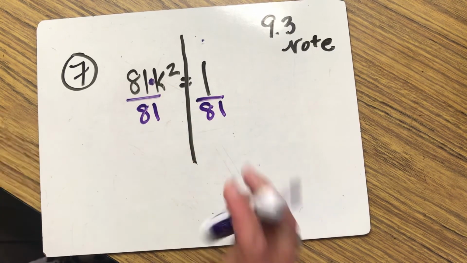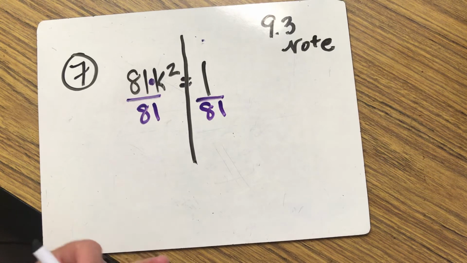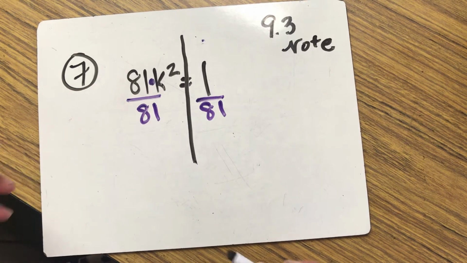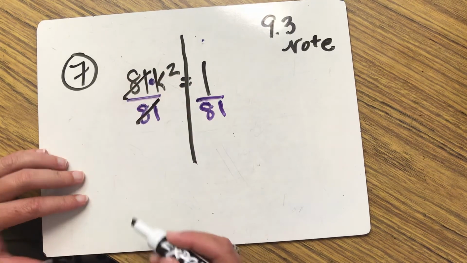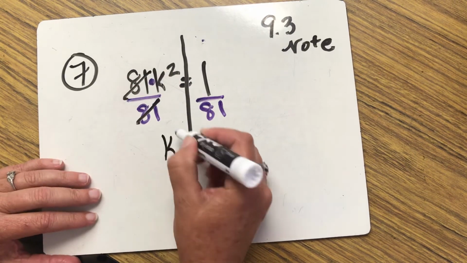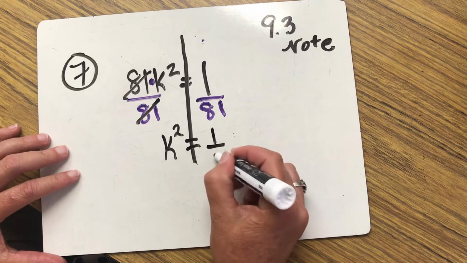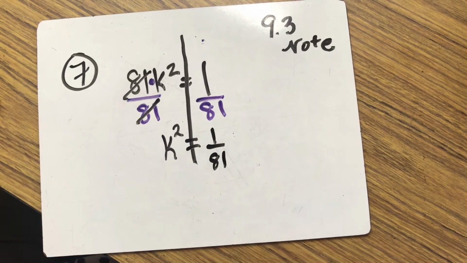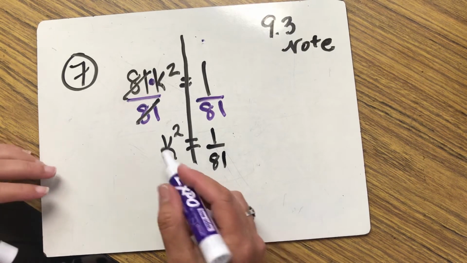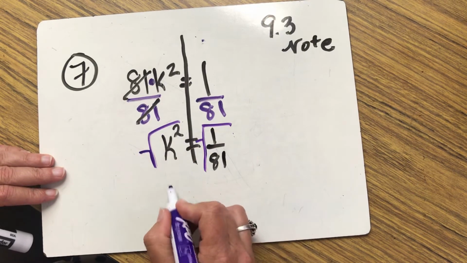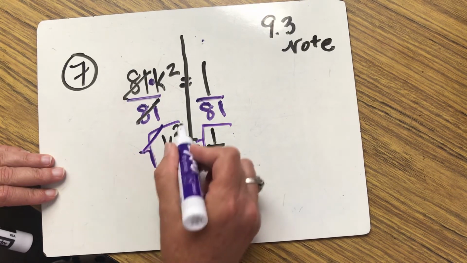And whatever we do to one side, we do to the other. 81 divided by 81. Well, in math, anything divided by itself is 1. So they kind of cancel. We have k squared isolated by itself, 1 all over 81. What? We have a fraction. What's going on? Craziness. Well, let's just keep going. Let's not fret. We got this.